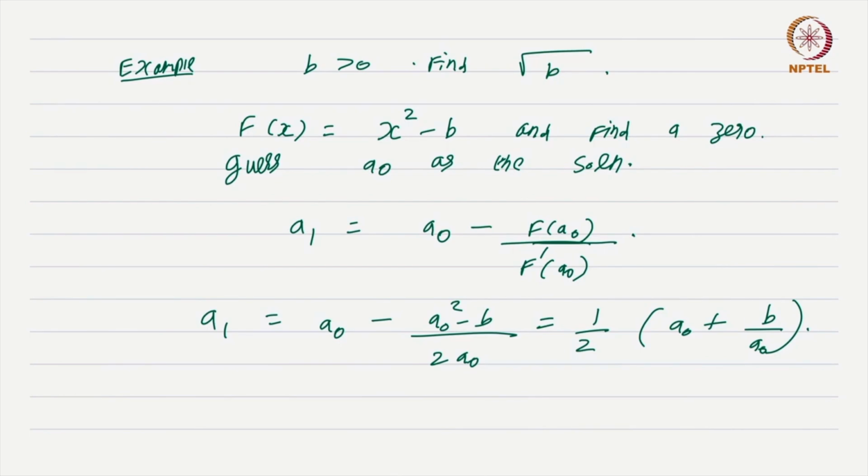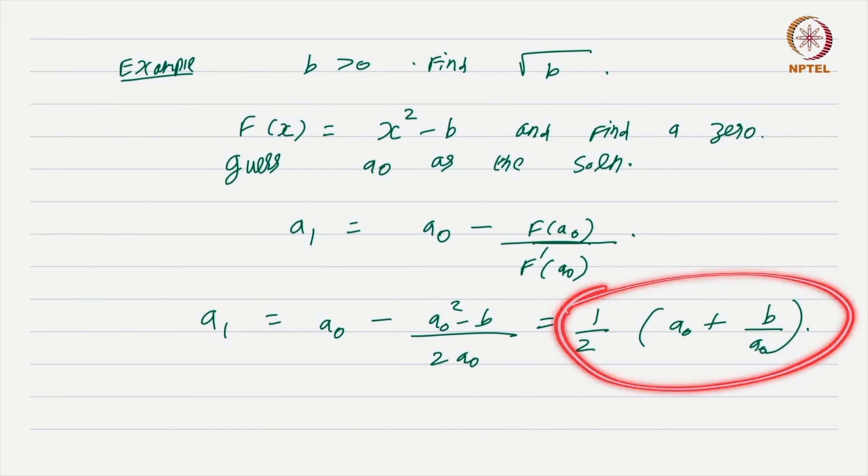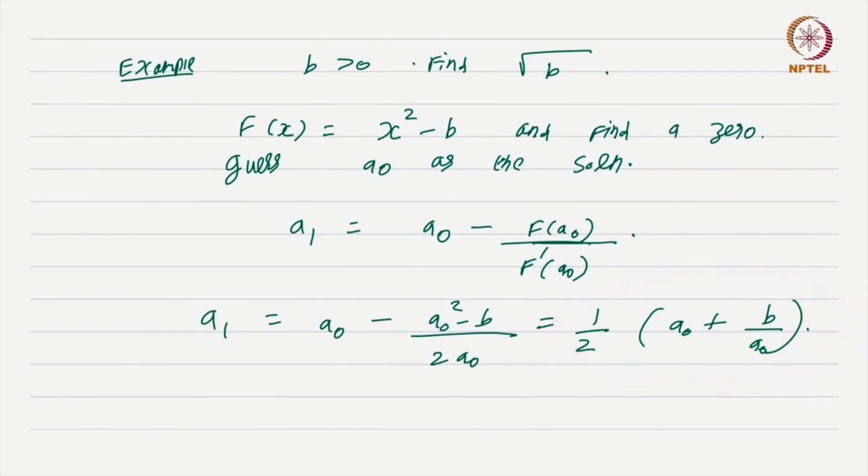The reason why this divide and average procedure gets you closer and closer to the root is the following intuitive idea. If you had guessed a naught to be very large, then b by a naught will be smaller than square root of b. So if a naught is very large compared to square root of b, then b by a naught will be smaller than square root of b, and this average will get us closer to square root of b because of that.